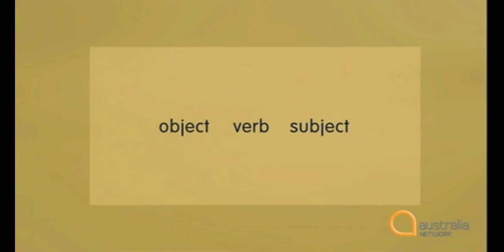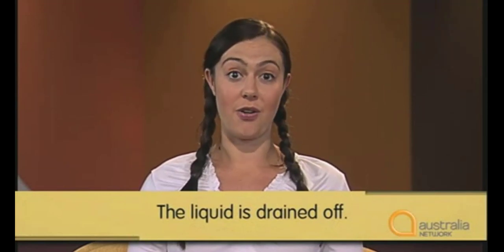Object, verb, subject. In this sentence, we know that drain off is the verb, you is the subject, and the liquid is the object. So, to form a passive sentence, we'll need to turn the sentence around into object, verb, subject. Notice that we add the word by. The liquid is drained off by you. But in a process, we don't need to include the agent of the verb, so it usually gets left out. Our new, more formal sentence reads, the liquid is drained off.